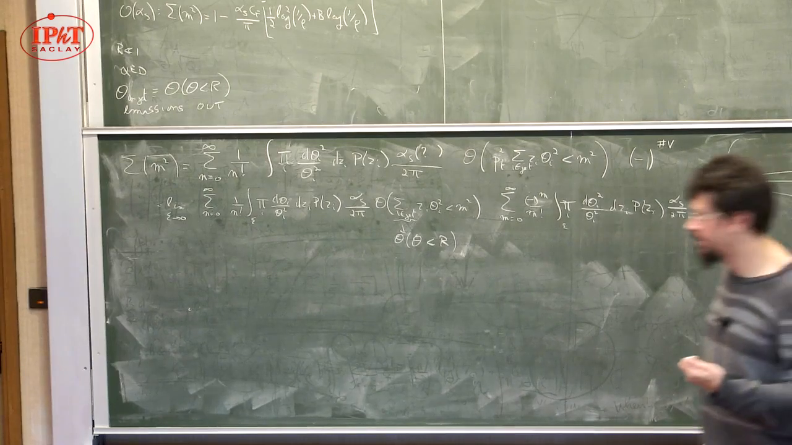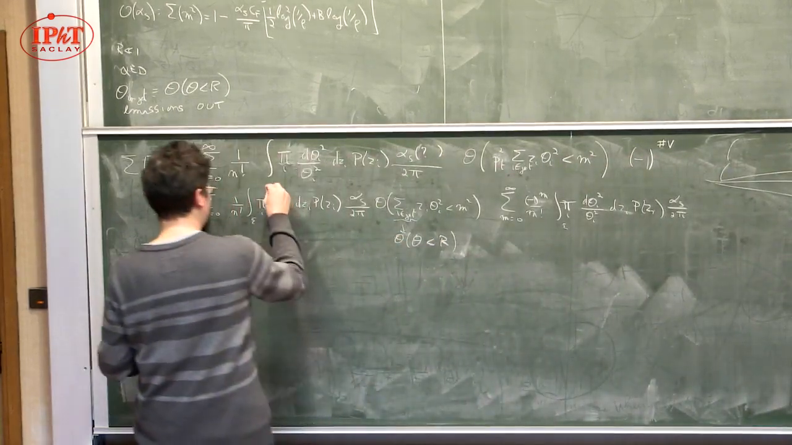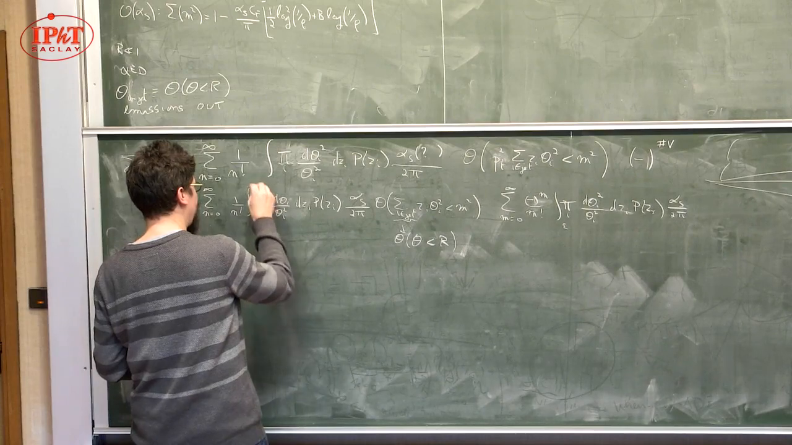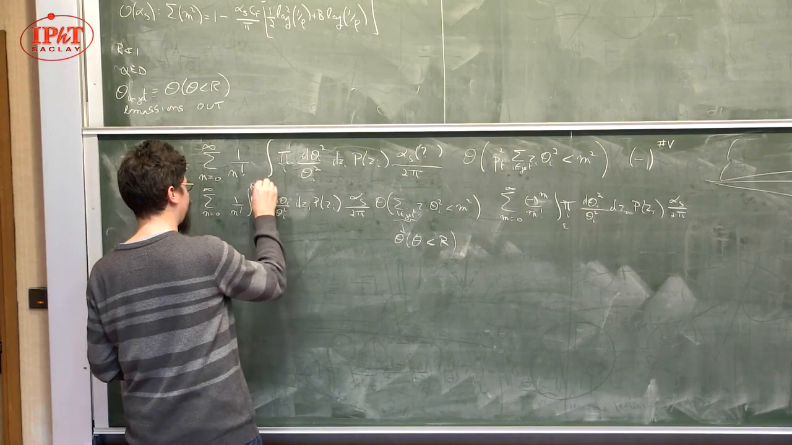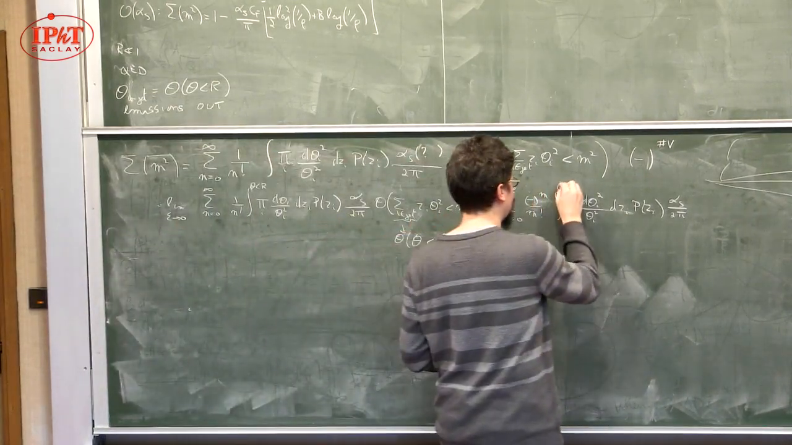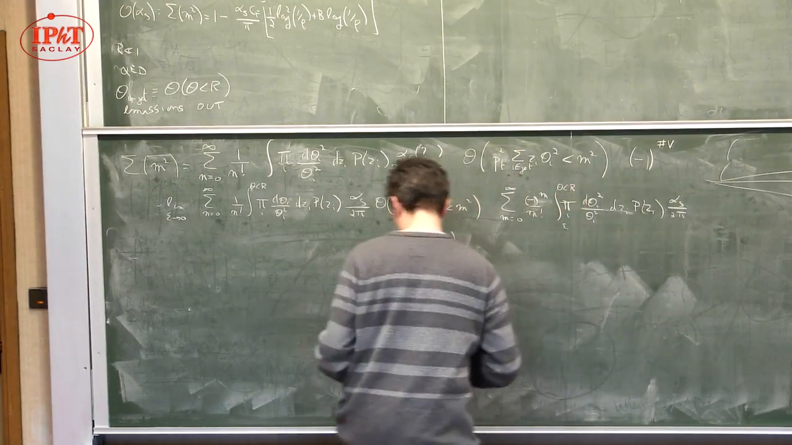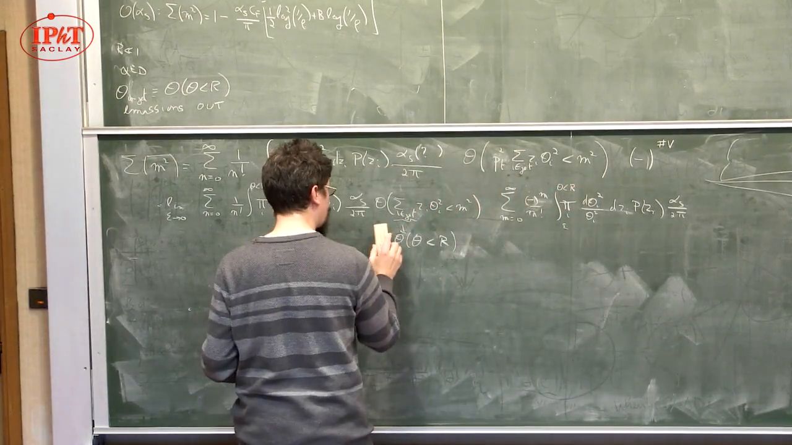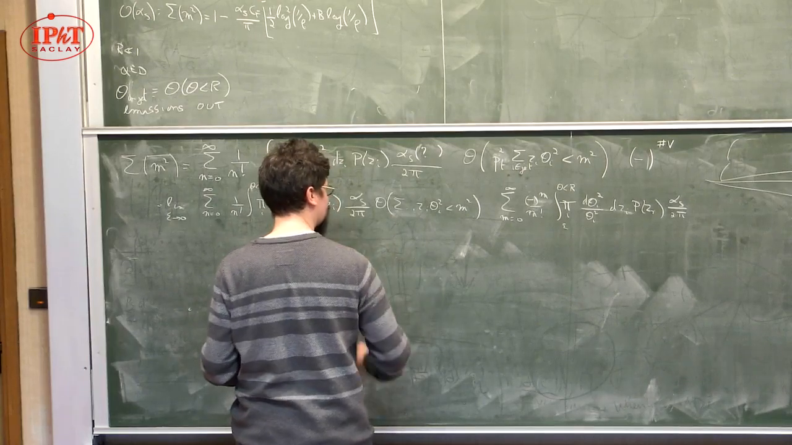So my question was, at the end of the day... So this means at the end of the day, I can limit my integration here up to theta smaller than r. Right, but the theta function of the constraint that the mass is more than m squared is still valid, right? And the theta function here is still valid. So you're not factorizing it.